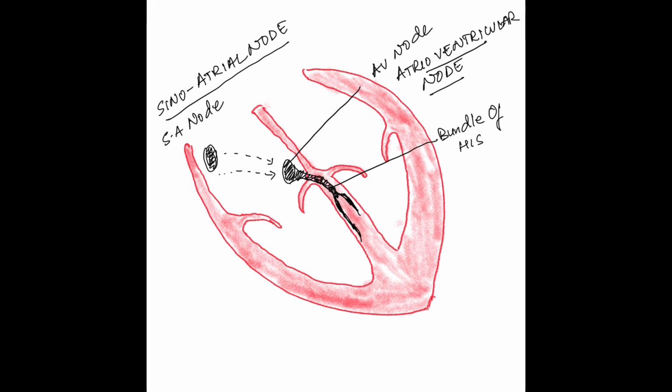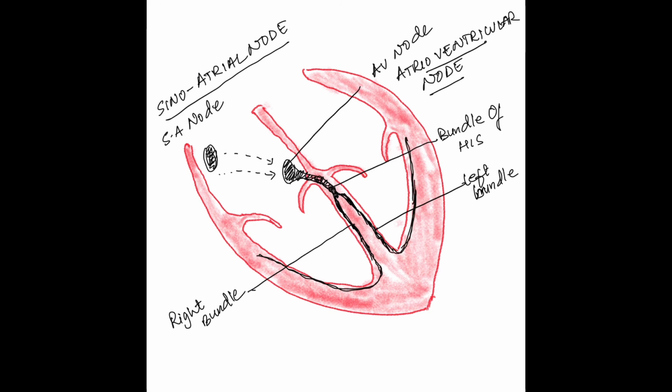In the upper part of the interventricular septum, it divides into right and left bundle. The right bundle covers the right ventricle and the left bundle covers the left ventricle. And throughout the ventricular musculature, both the right and the left bundle give multiple small fibers called the Purkinje fibers.